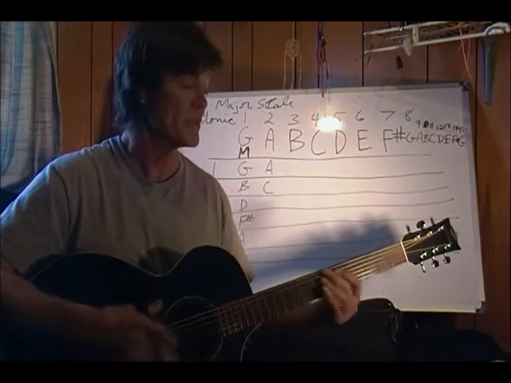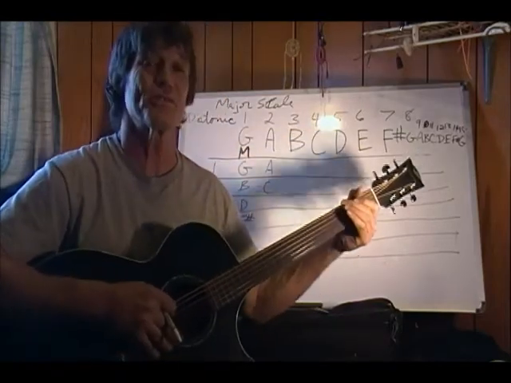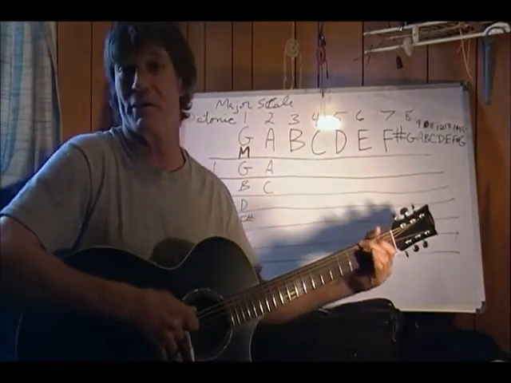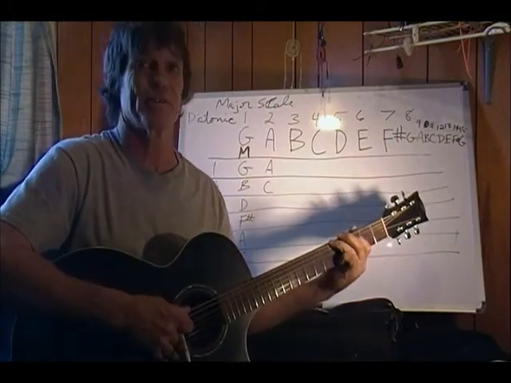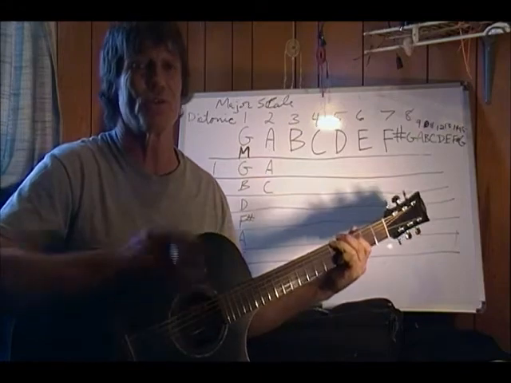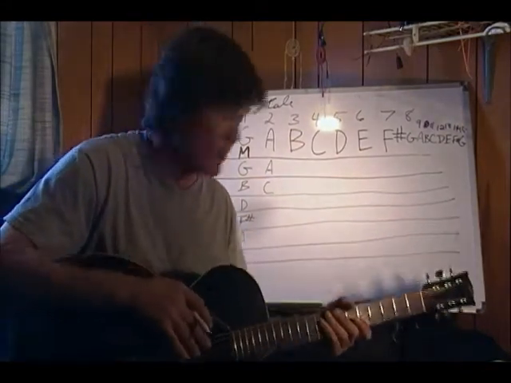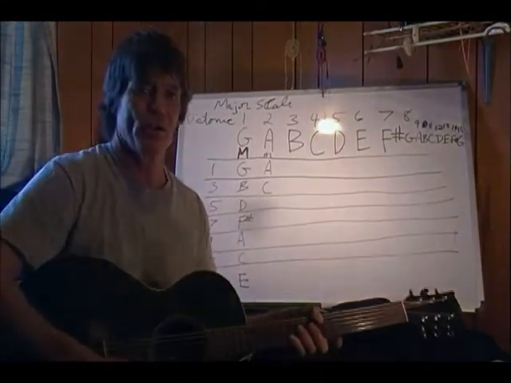So that means here's the distance from G to B. Here's the distance from A to C. So what does that mean? That means that A is going to be a minor chord. And we'll do that with a little m. Okay?